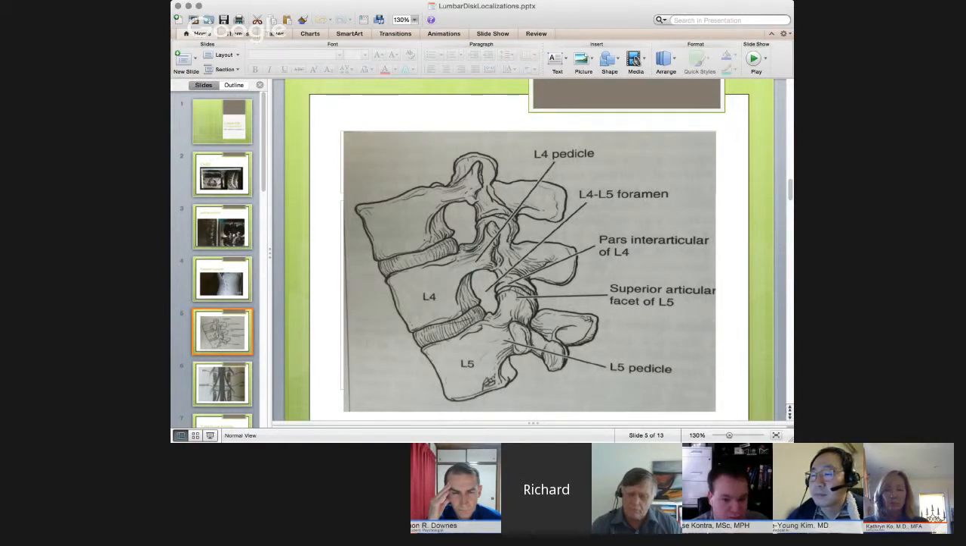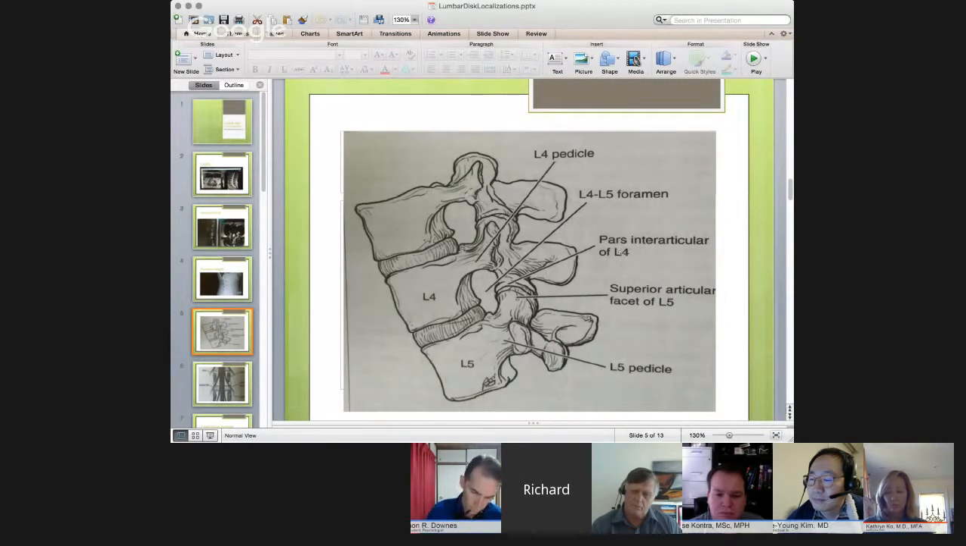Here, you're looking at the pedicle, which a lot of people talk about as the bridge from the front to the back of the spine. These are your posterior elements. And here's your intervertebral foramen. And the pars is the portion of the bone posteriorly that's really very important for stability.